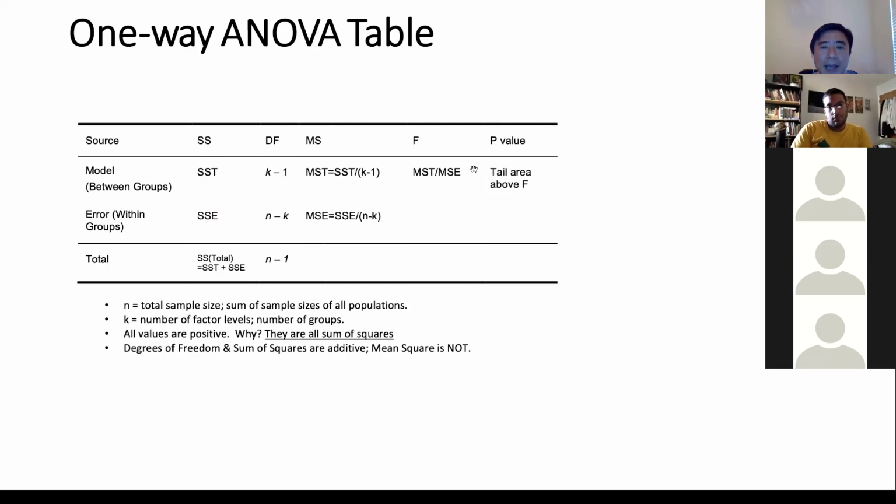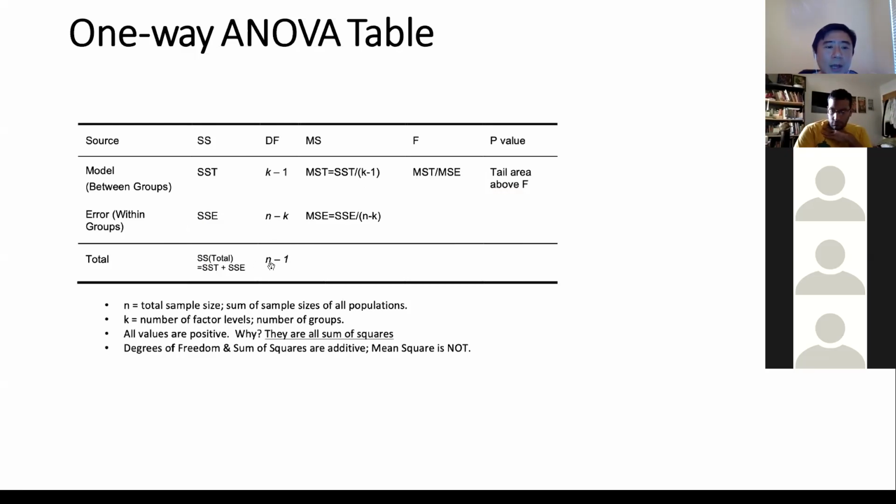The key test is the F test for the model, which is the same as the F test for the factor itself, because the model only has one factor. The F value is determined by the mean square of the treatment and the mean square of the error. The mean square of the treatment is equal to the sum of squares for the treatment, SST, which is the same as the sum of squares for the model or for that factor, divided by the degree of freedom, K minus 1. And the error has a degree of freedom N minus K.